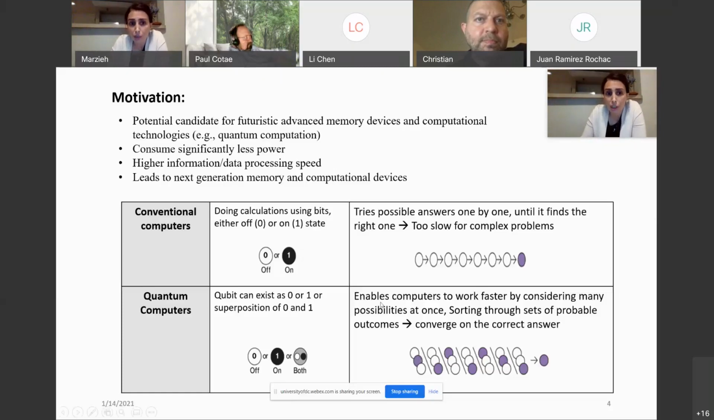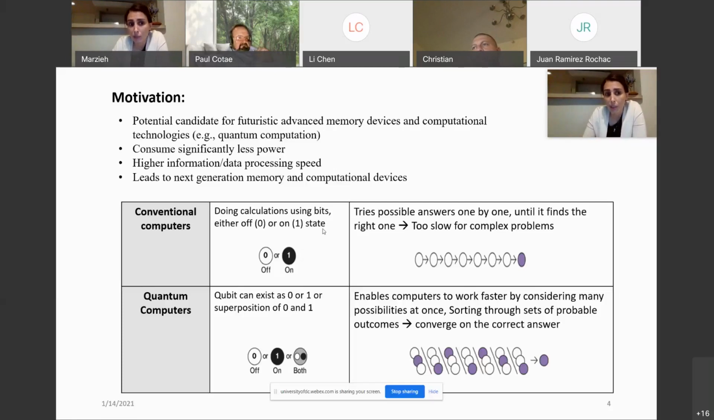In conventional computers, as we are aware, the calculation is based on a binary system. The computational unit is a bit, which is either 0 or 1. So it's like a switch that can be on or off. Based on this system, the data, which is the information given to the computer, is processed by finding the right answer one by one, using the binary system to analyze the information. So it can be time consuming for very, very complex problems.